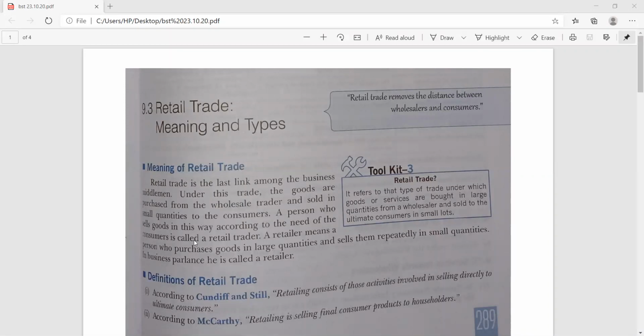A person who sells the goods according to the need of the consumer is called a retail trader. Please underline in your books, please mark this point. You may get a 1 mark question in your paper. Please underline: a person who sells the goods according to the need of the consumer is called a retail trader. You may get the question in the paper, who is a retail trader?